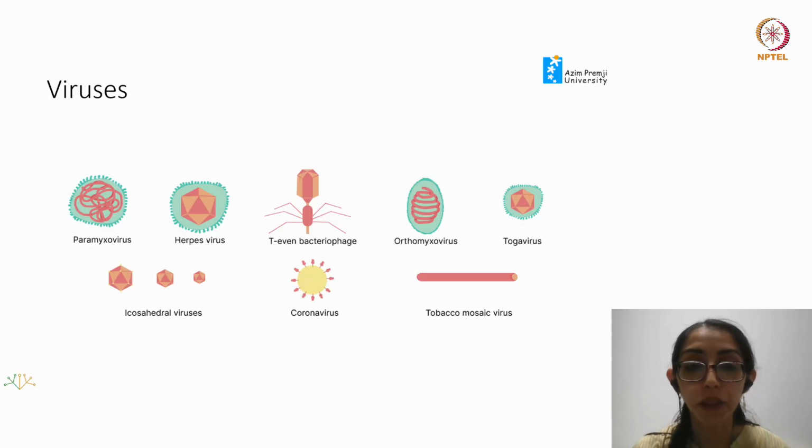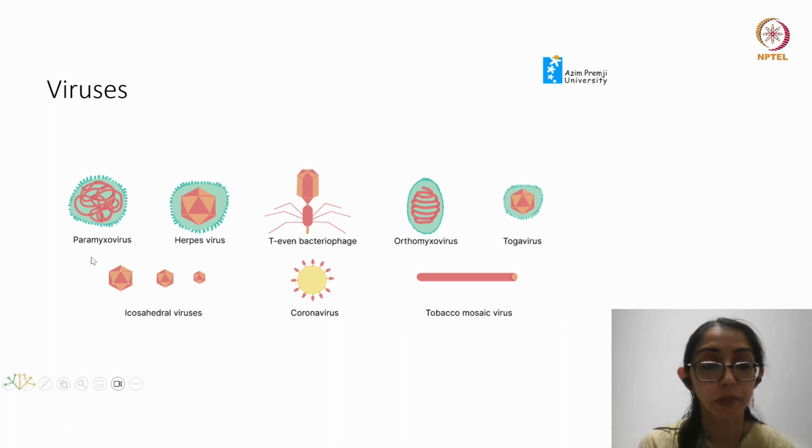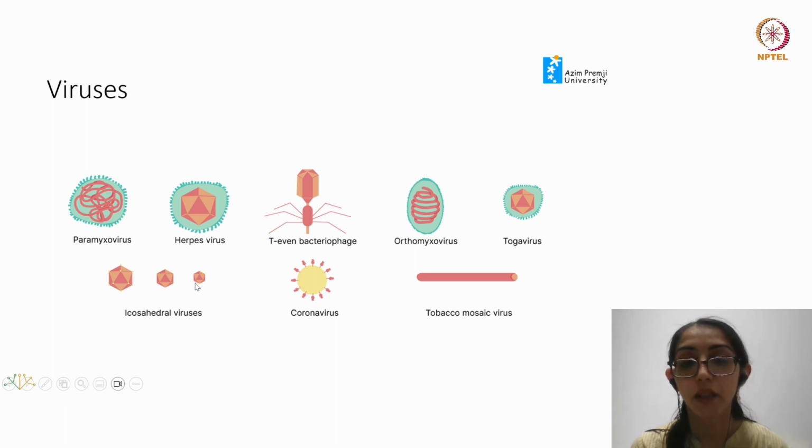So viruses come in many different shapes and sizes, and they also manifest as disease with a very wide range of symptoms. The tobacco mosaic virus that you see on the bottom right has a long elongated shape. There are really geometrical shapes that you see in viruses like the icosahedral viruses. The one that we may be most familiar with is coronavirus because it caused the global pandemic just a few years ago.